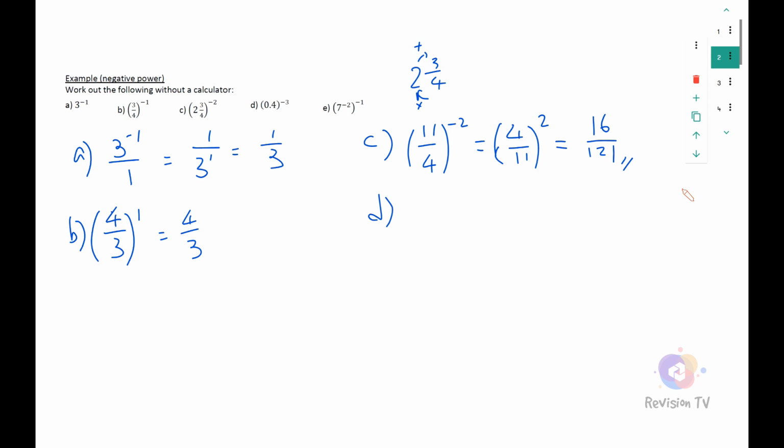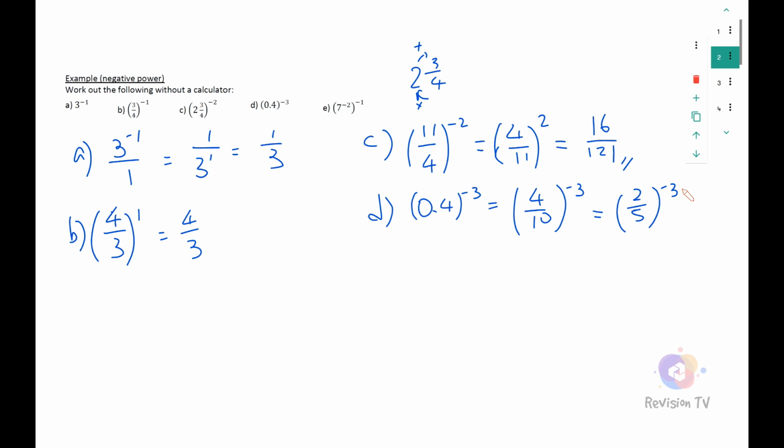Now, decimal, you can't flip it. Well, technically you can't, so you have to change it to a fraction first. So 0.4 is the same as 4 over 10. So 0.4 to the power of -3 we can rewrite as 4 over 10 to the power of -3. You can simplify if you want to, which is the same as 2 over 5 to the power of -3.